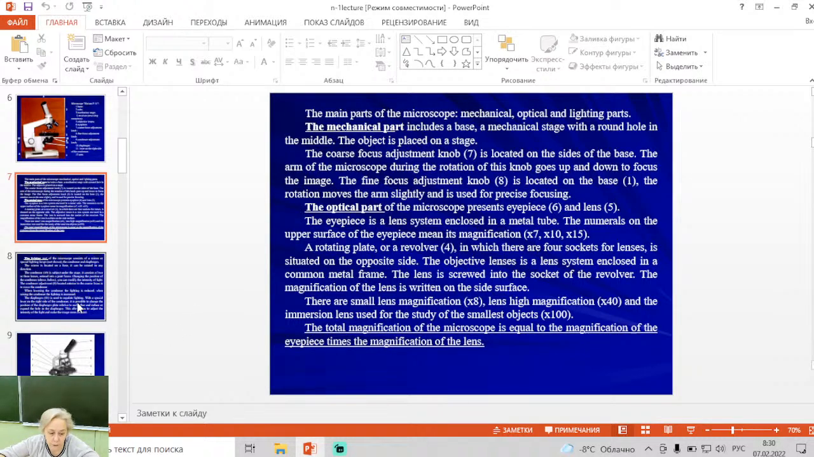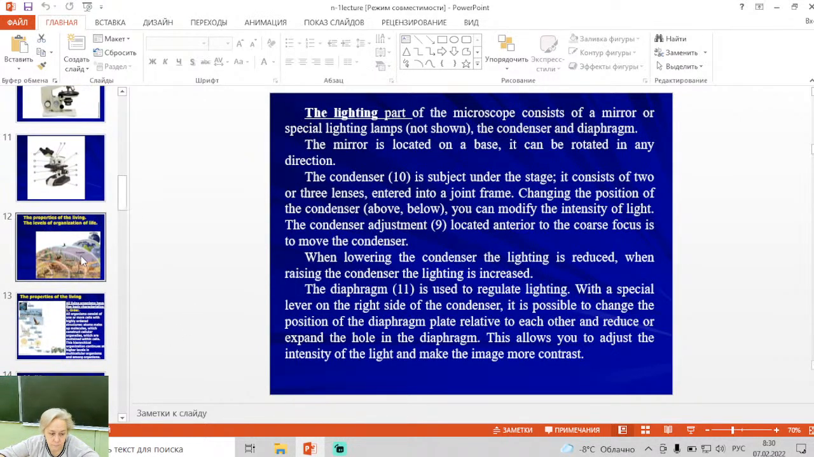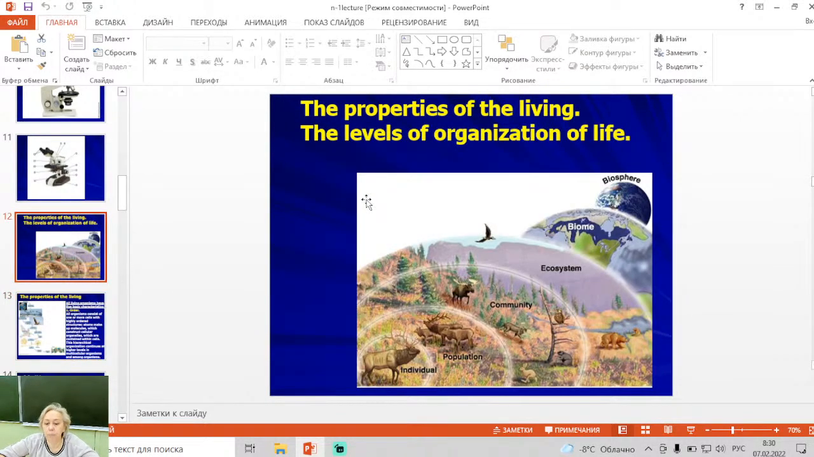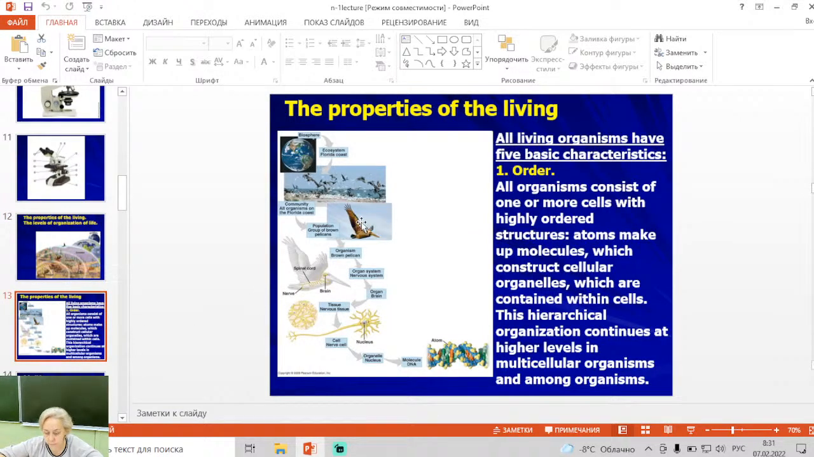Second question of our lecture: the properties of the living and the levels of organization of life. Firstly, consider the properties of the living. All living organisms have 5 basic characteristics. The first characteristic, order.